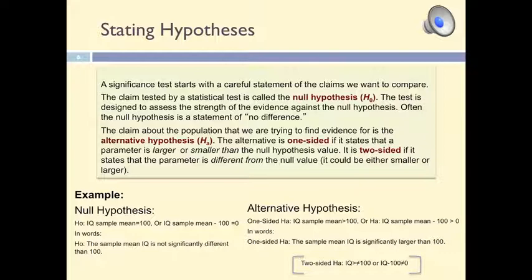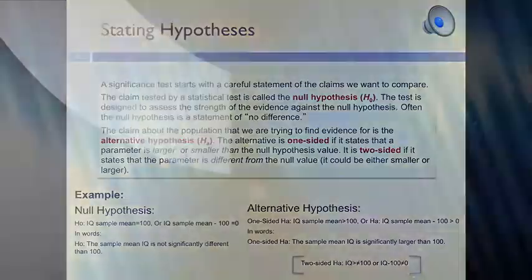Nevertheless, if the evidence is not strong enough, we must accept the null hypothesis and reject the alternative, or, as statisticians like to say, we fail to reject the null hypothesis. But we will talk more about how to do this on the next slides.